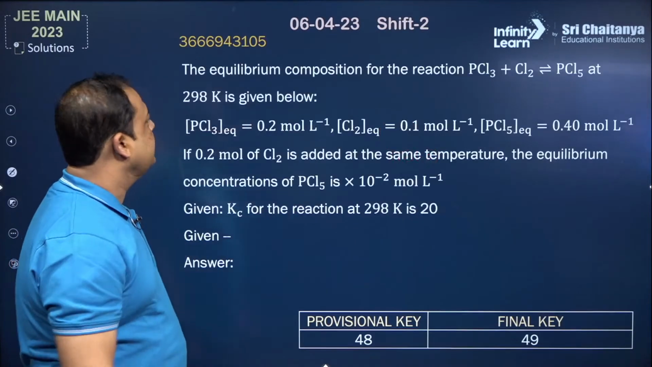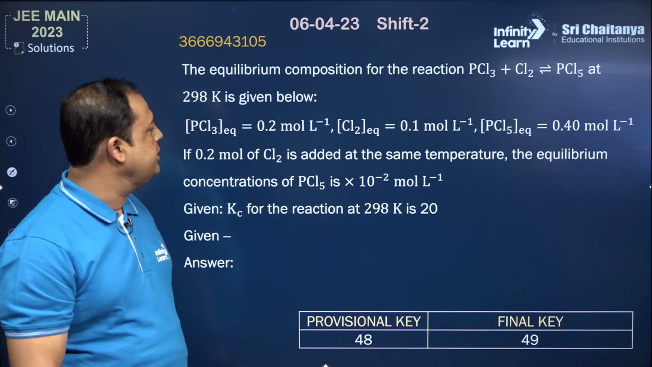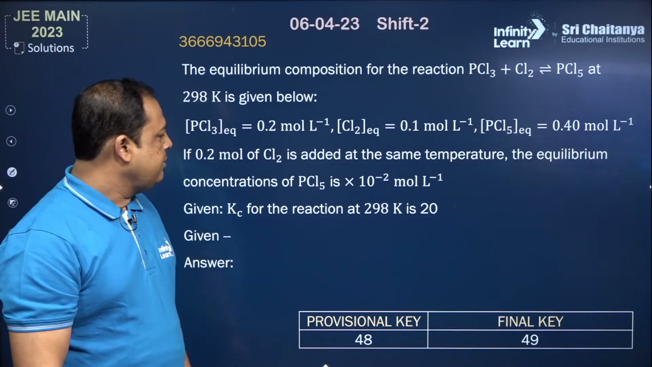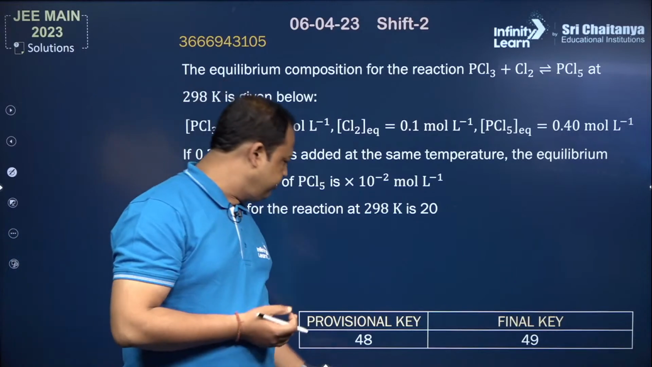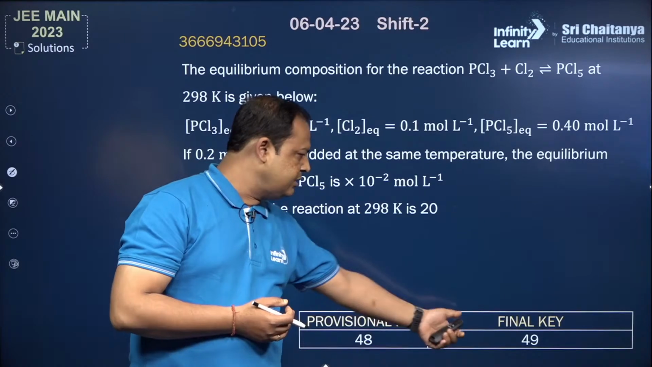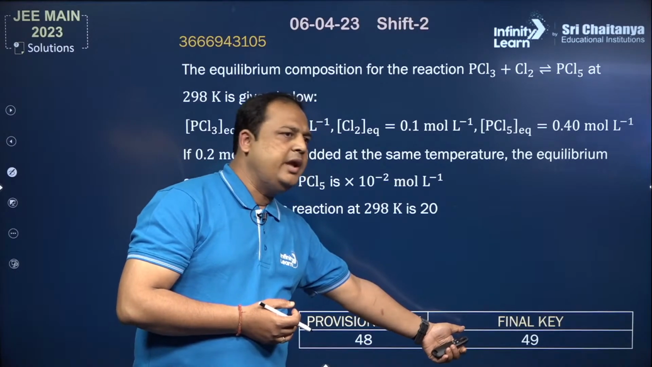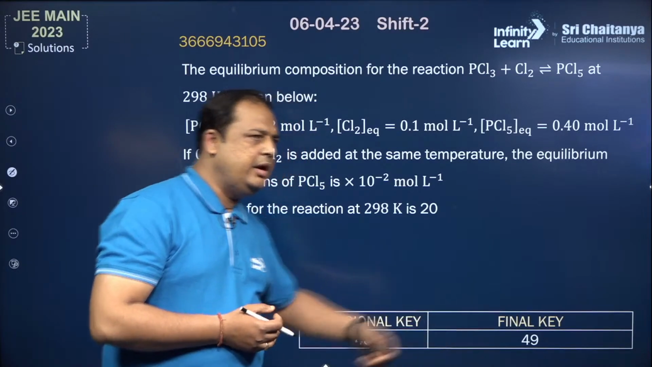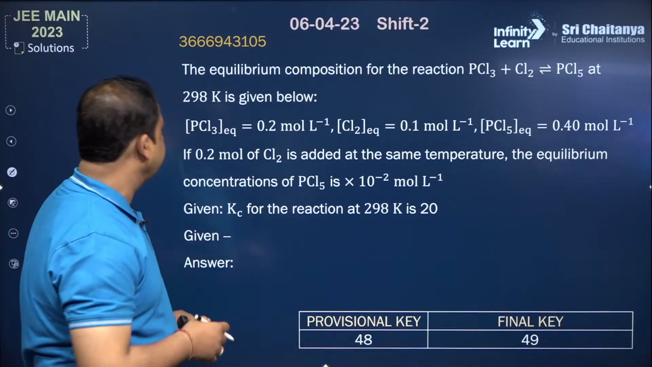Come to the next question. This is a very, very important question because there is a difference here. NTA has given 48 and it's provided 49. It should be 49. Let us solve it first.